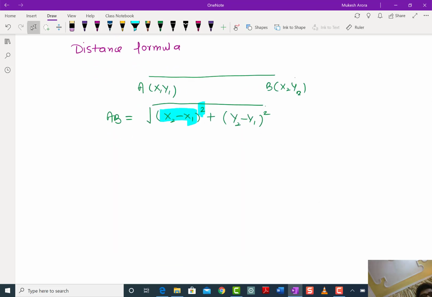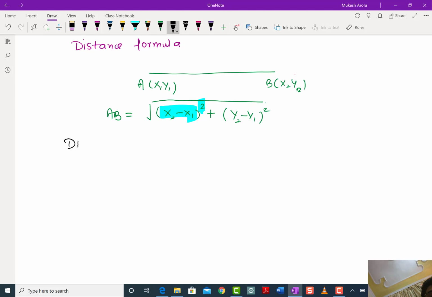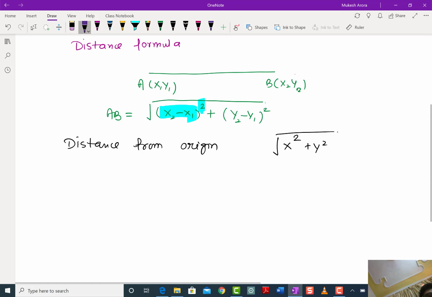And then there is the distance from origin. Distance from origin will be the square root of x squared plus y squared. The reason being, one of the points here will be 0, so it is x squared plus y squared.